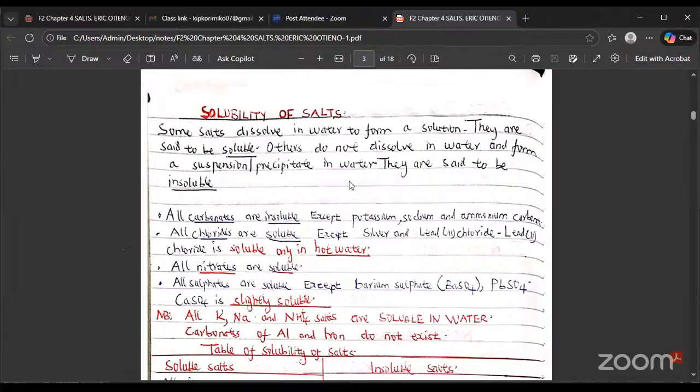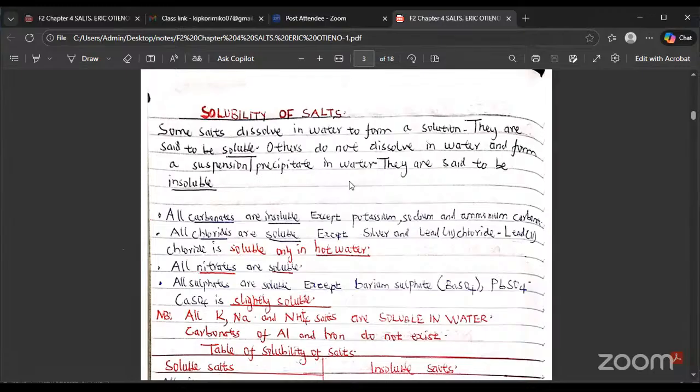Let us go to the solubility of salts. So we have salts. When you put something in water, of course, you have an expectation. For example, before I even introduce the salt itself, when you put sugar into water, you expect that it dissolves. Now, when you put sand in water, does it dissolve? No, it doesn't. Glucose in water, it dissolves.